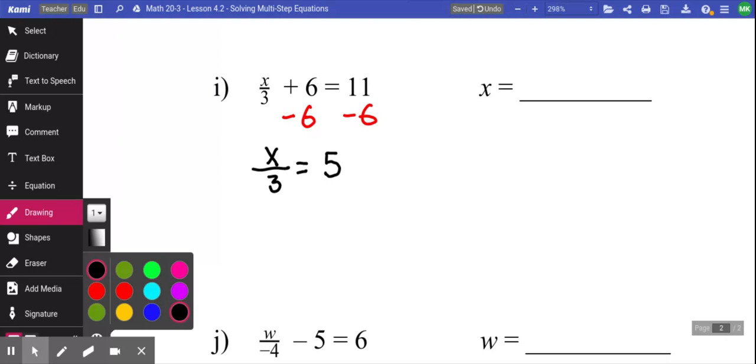Then we have this thing. This means x divided by 3. The opposite of divide is? Times. Perfect. You're timesing both sides by 3. But if you can't recognize that's a division question, it's hard to know what you need to do, right? So you're multiplying both sides by 3 now, because the opposite of divide is multiply. That gives me x equals 15.